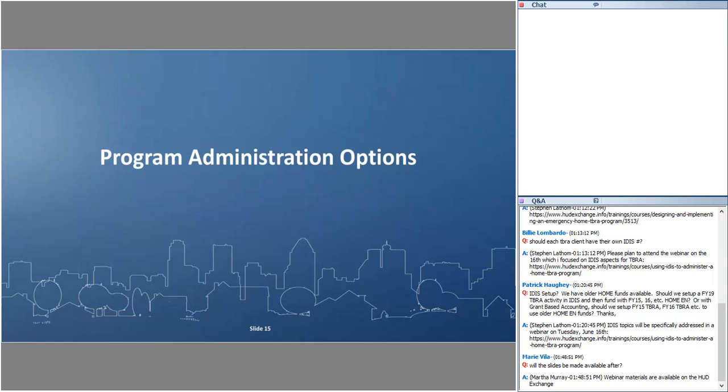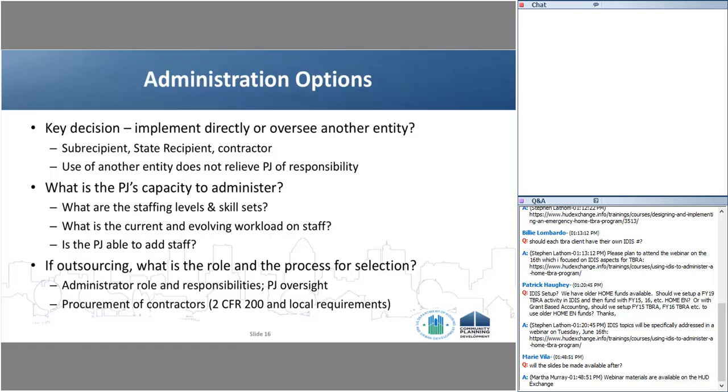Steve ended on the notion of the admin budget and admin costs, and we do need to talk a little bit more about that, but to do that, we need to talk about how you're going to administer the program. And so I want to talk about the options that you have in administration.